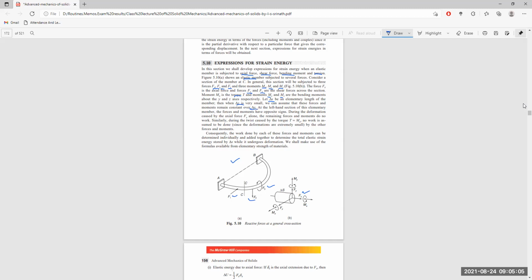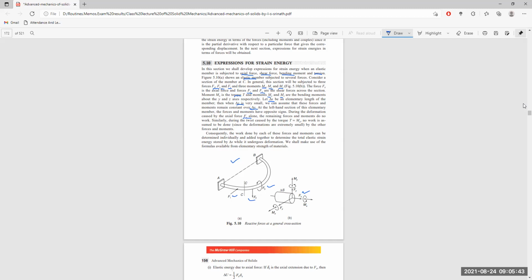On the left-hand section of this elementary member, the forces and moments have the opposite sense to those on the right-hand section. Say this is the cross-section here. The forces and moments act on the left section, and on the right-hand section they are in the opposite direction. Now, during deformation, only the axial force Fx does work; the remaining forces and moments do not work. So we check only the axial forces. The other forces are not acting here.